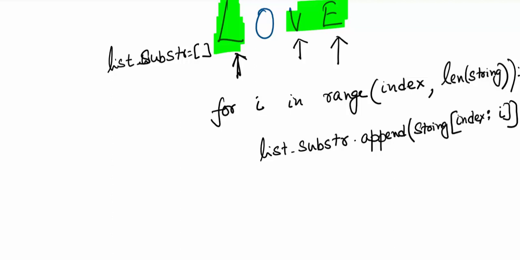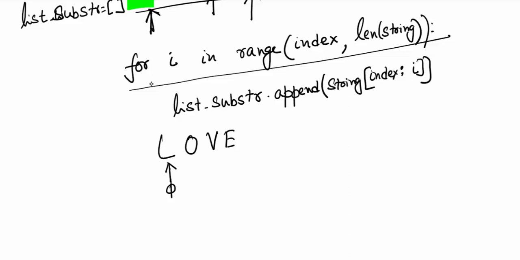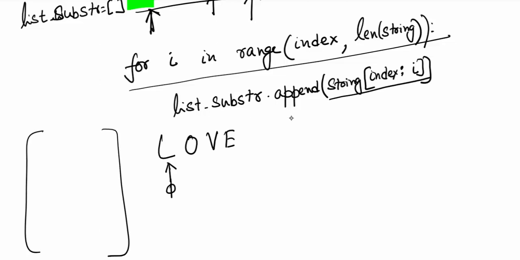Now if this is confusing, let me walk through it. So again we have LOVE, right? Say we are here, okay? We are at the 0th position. So the way this loop works is, if we are looking for all the substrings starting with L, here is our list. We want to keep adding, right? What do we append? We append the string of index colon I. What is the string? LOVE. So in this case, the index and I will be the same, right?